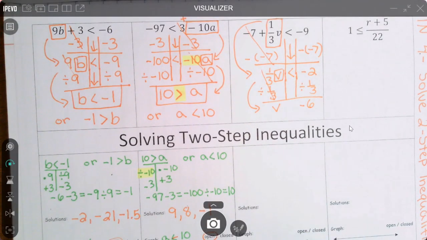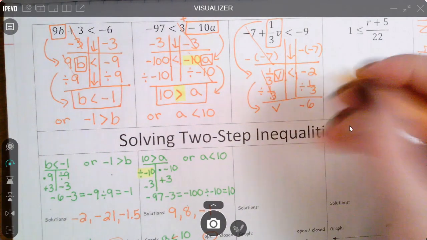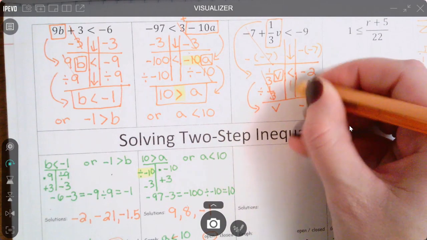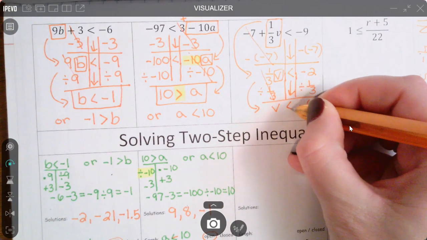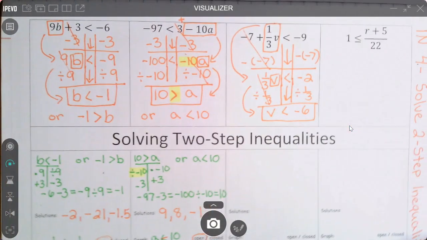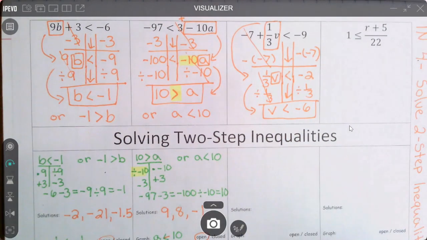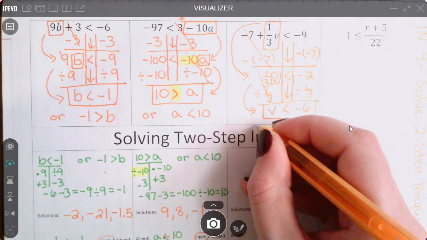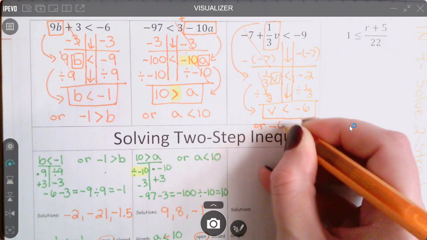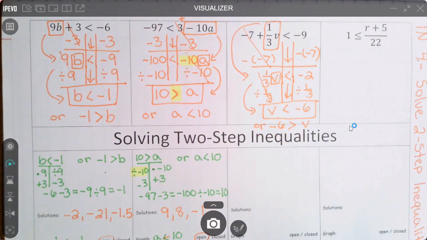All right, and I did not end up multiplying or dividing by a negative. This was not a negative coefficient to start with, so I can just go ahead and carry this down. So I have v is less than -6. Again, you do want to make sure you know how to write that with the variable on the other side in case it's necessary, even though this is how I would graph it. You may have to identify it written the other way. So another way to write that would be -6 is greater than v. So v is less than -6, or -6 is greater than v.